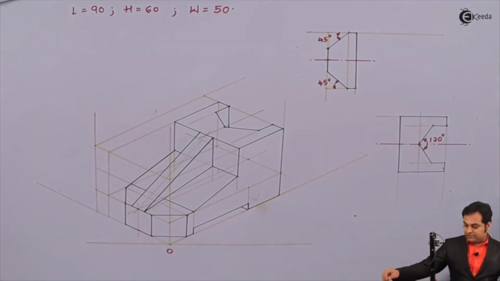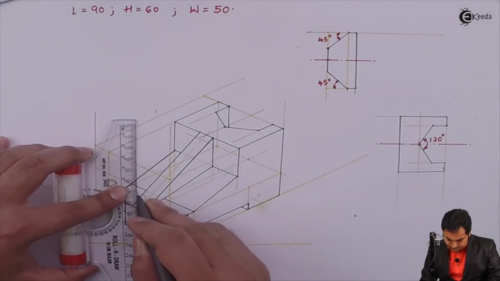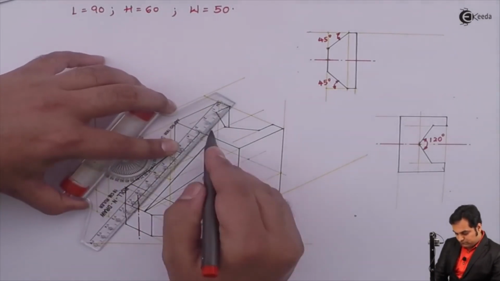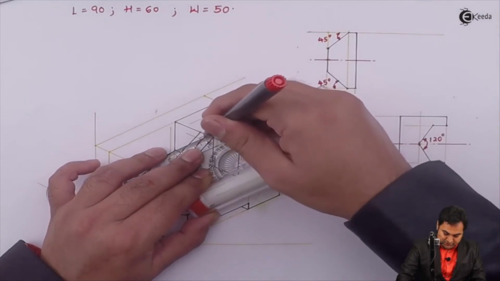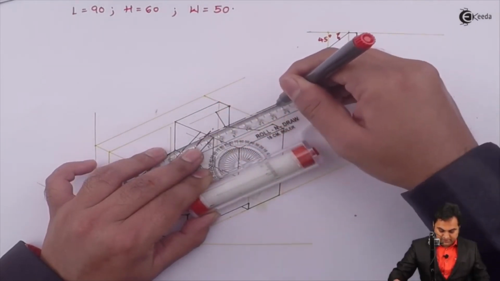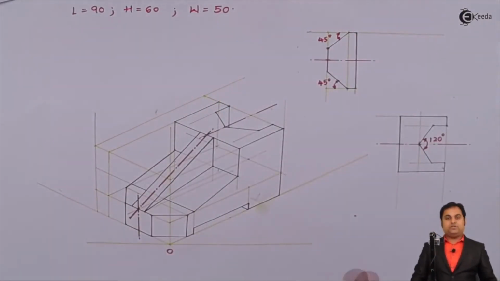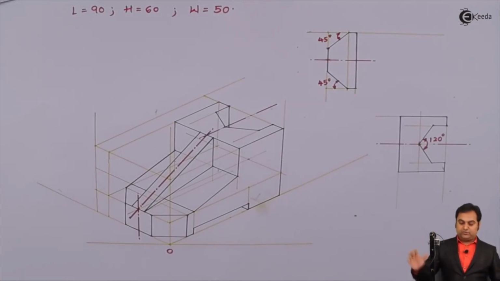Then I'll draw the center line. And here, once we have reached up till this stage where I have drawn the center line, this is the complete object. There is no need to give the dimensions to the isometric drawing, and with this we complete the problem.